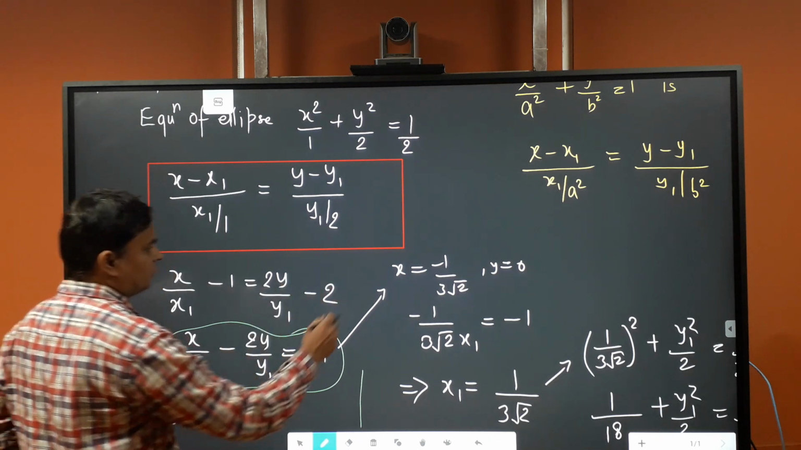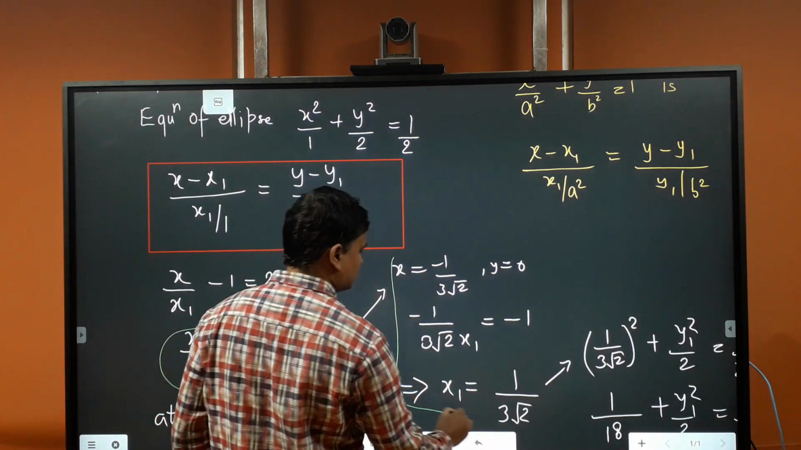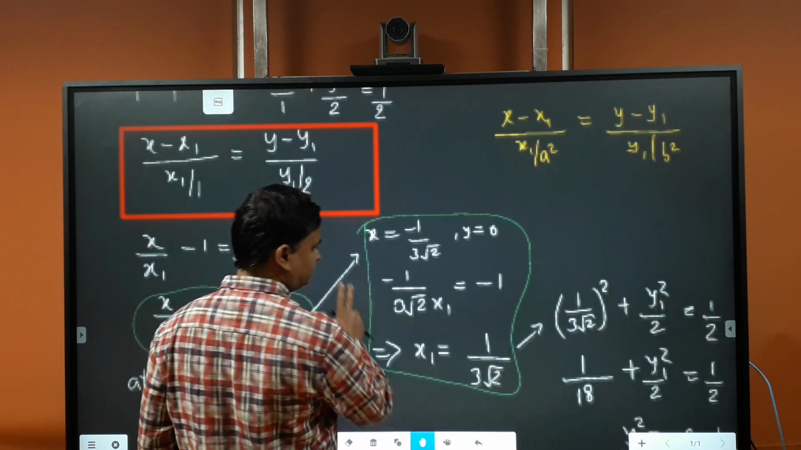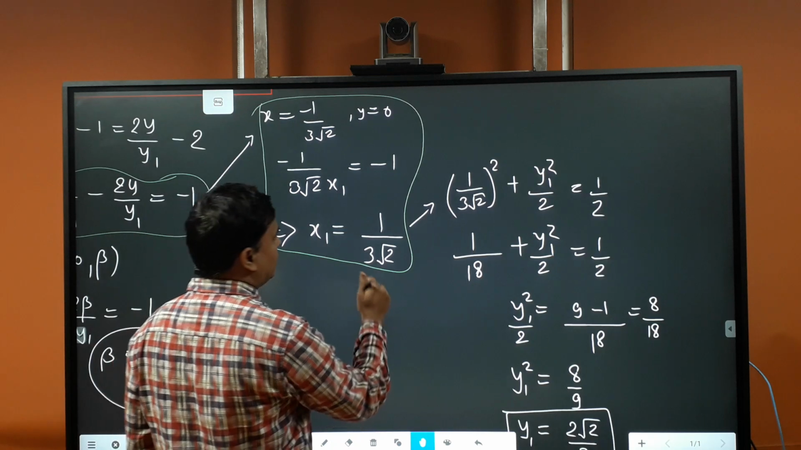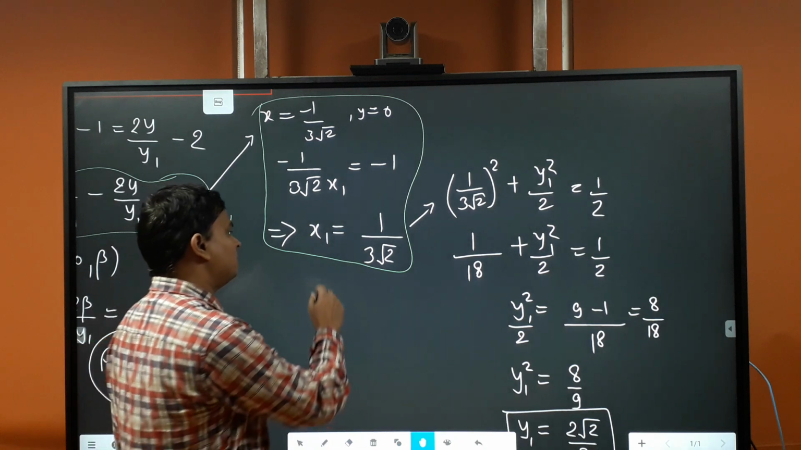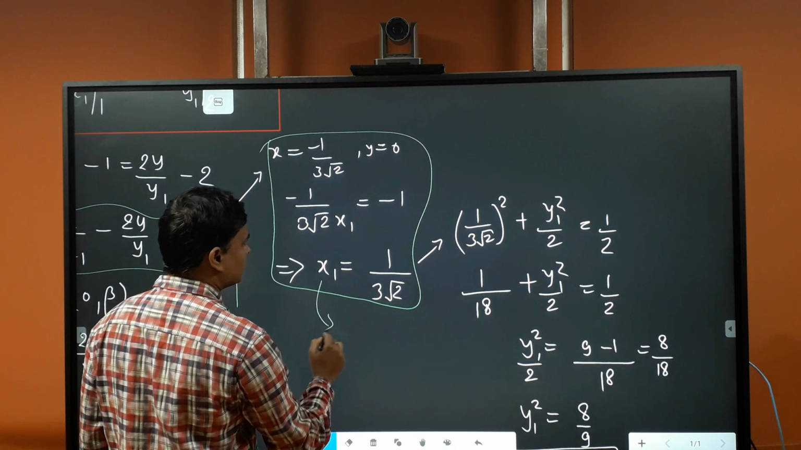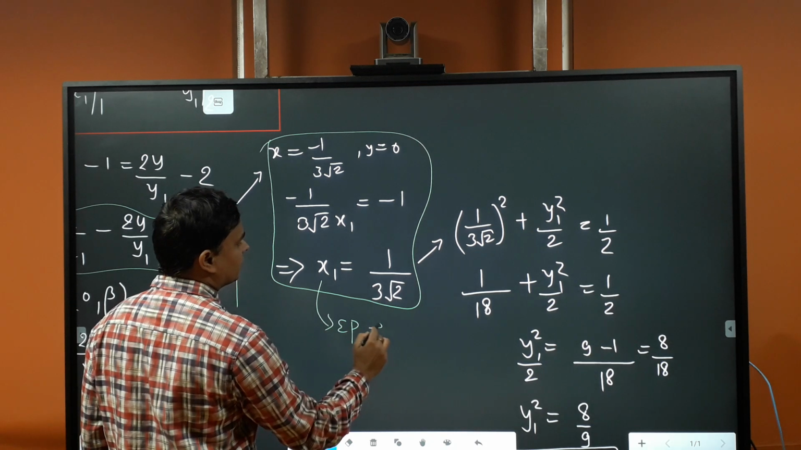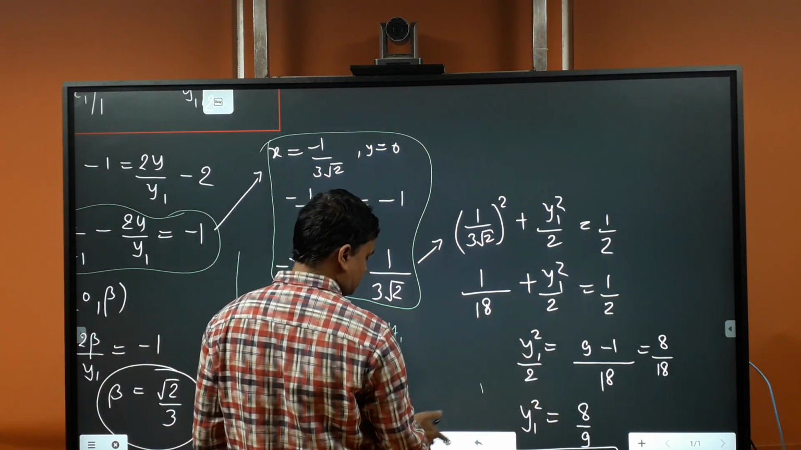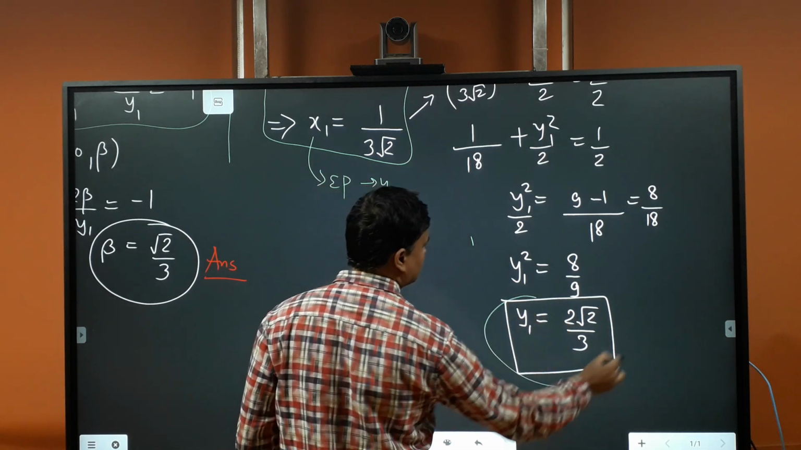Now if we put the value, then we get the value of x1, right? Now when I got the value of x1, since this (x1, y1) lies on the ellipse, if I put this x1 in the equation of the ellipse, then I can easily find y1. So here I calculated y, and y comes as 2 root 2 upon 3.